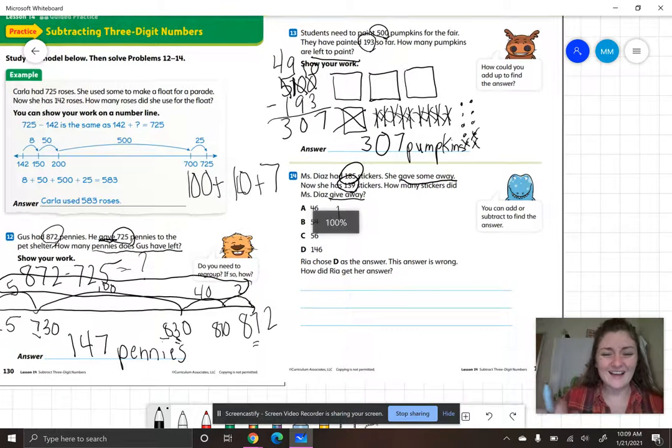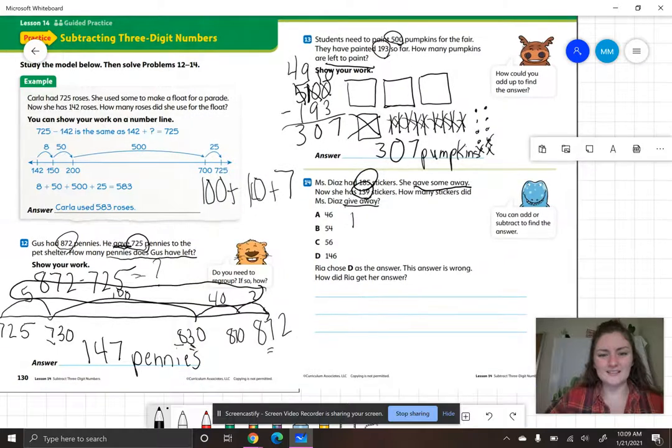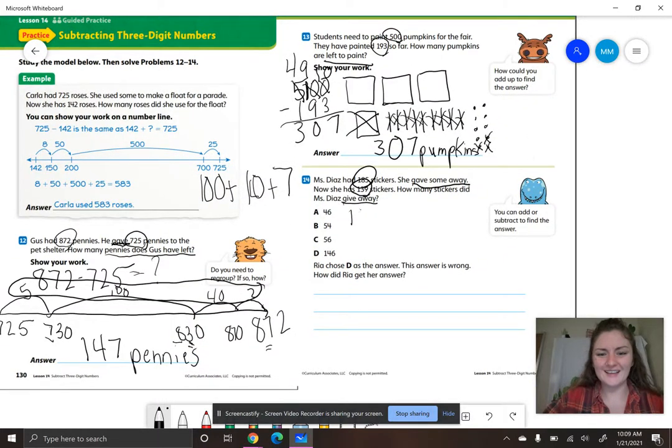All right, so we know that our whole is 185. What is the part that we know? We know that she's going to have 139 stickers left, but that's the part that we know. So that's the part we're going to take away. We need to know how many she gave away.